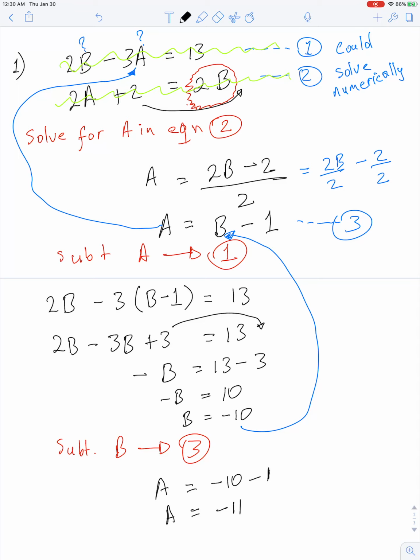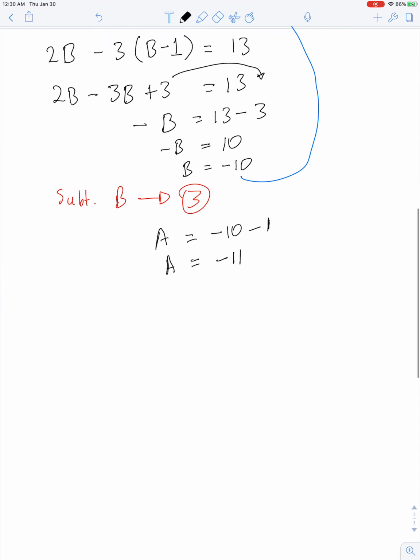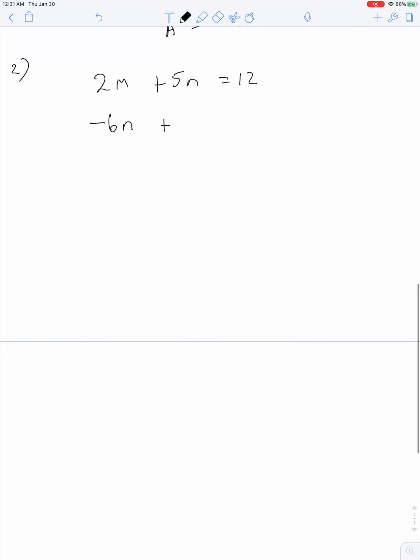Awesome. Usually I don't do any more examples because the procedure is laid out, but I think I want to do another one. Let's see if you could see what the problem is in there. All right, let's do another one. Number 2. It is 2m plus 5n equals 12, and minus 6n plus x is equal to minus 11.